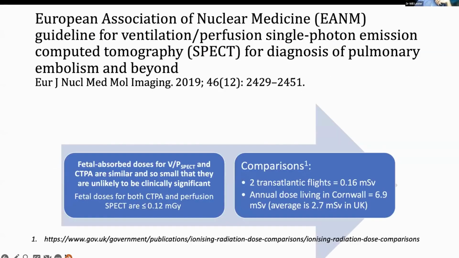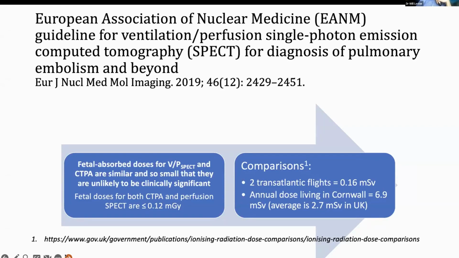And so let's look at some numbers now. I've said the numbers are difficult to understand, but let's look at the numbers in the context of environmental exposure. So the fetal absorbed doses for a VQ and a CTPA are similar and so small that they are unlikely to be clinically significant. That's the first statement made by the European Association of Nuclear Medicine. So we start to ask the question, why are we even talking about it? But the doses are less than 0.12 milligray, which is going to be equivalent to millisieverts in this context.